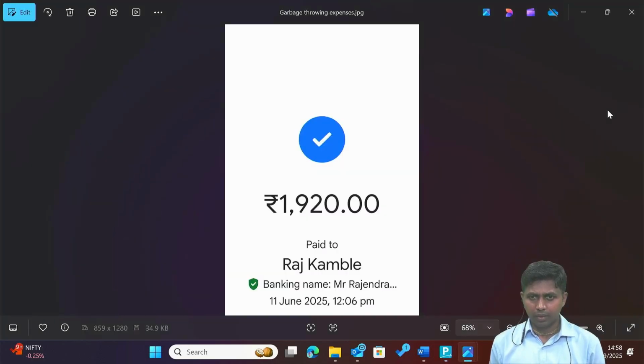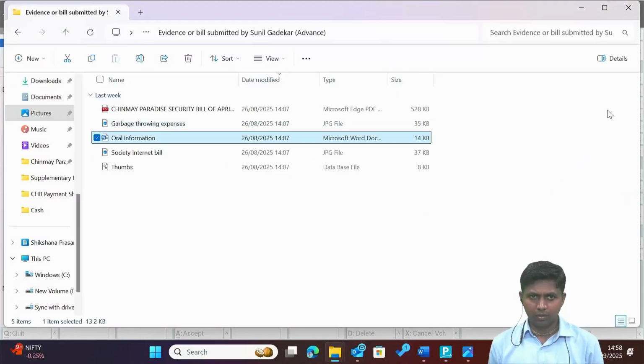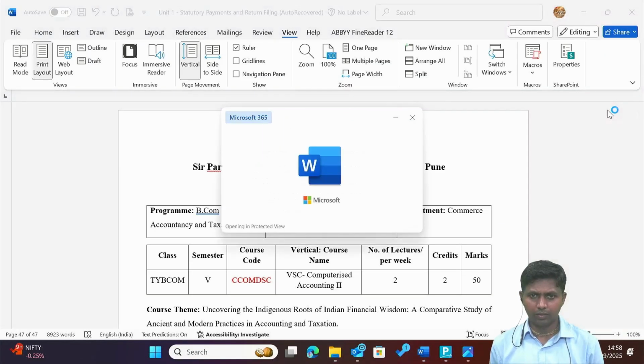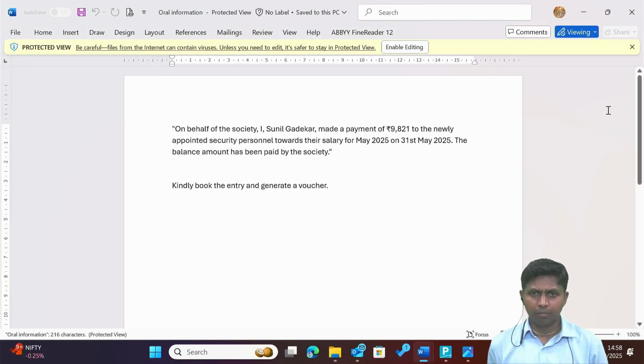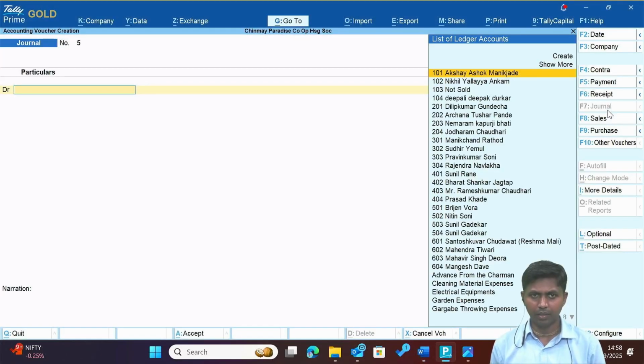Then next we have with us, this is oral information, what they are saying. On behalf of the society, he paid 9821 for a newly appointed security, his personal security personnel, towards his salary of May on 31st May. Okay, therefore, in Tally on 31st May, we have to pay salary to the newly appointed, but who is going to pay on behalf of the society? The chairman.